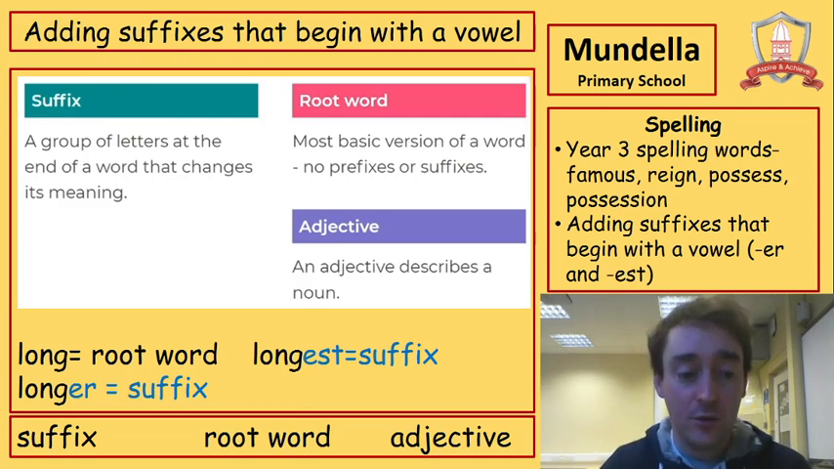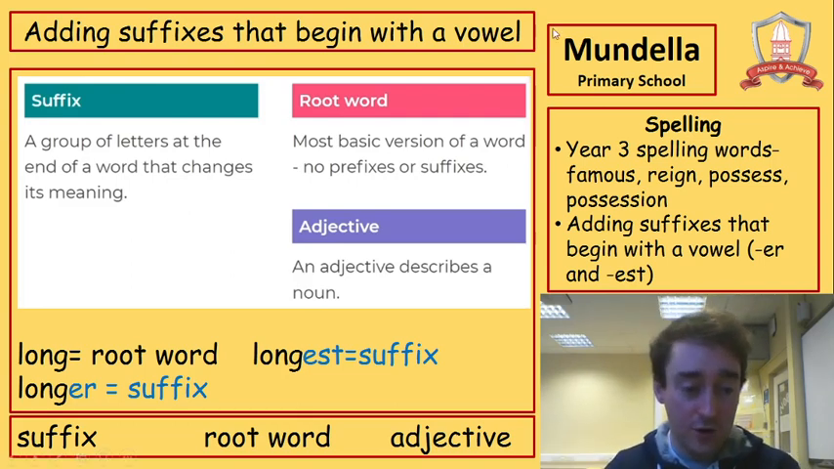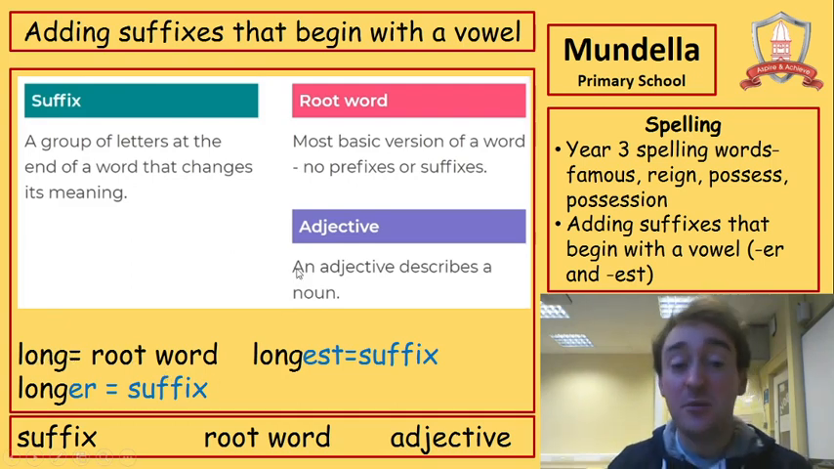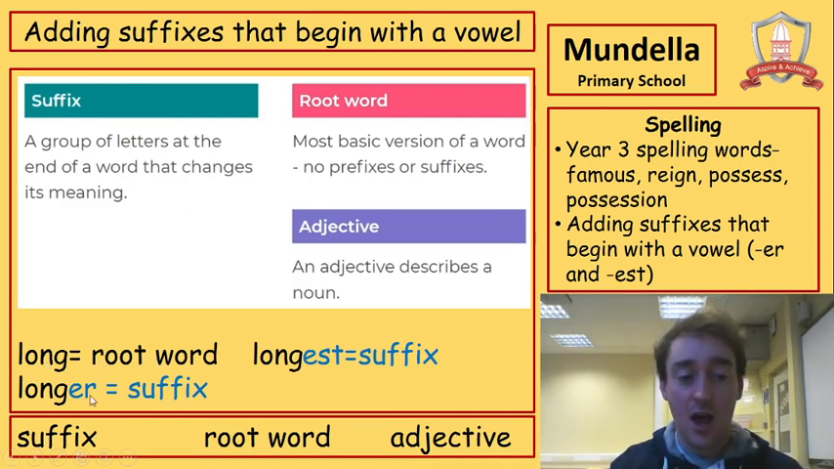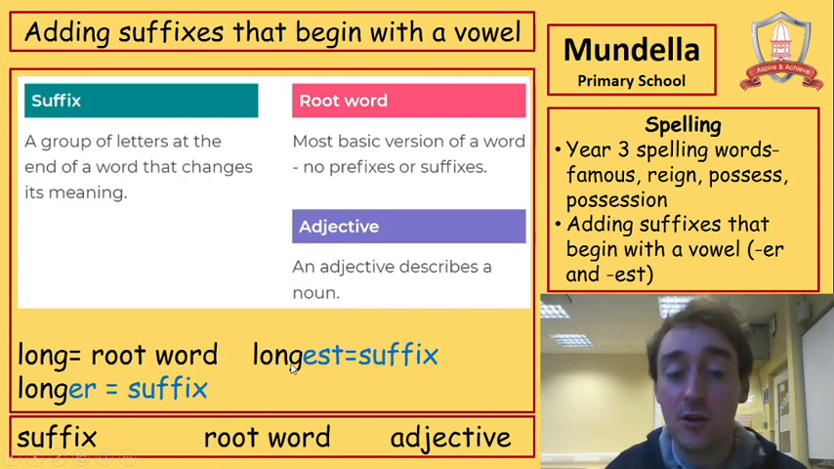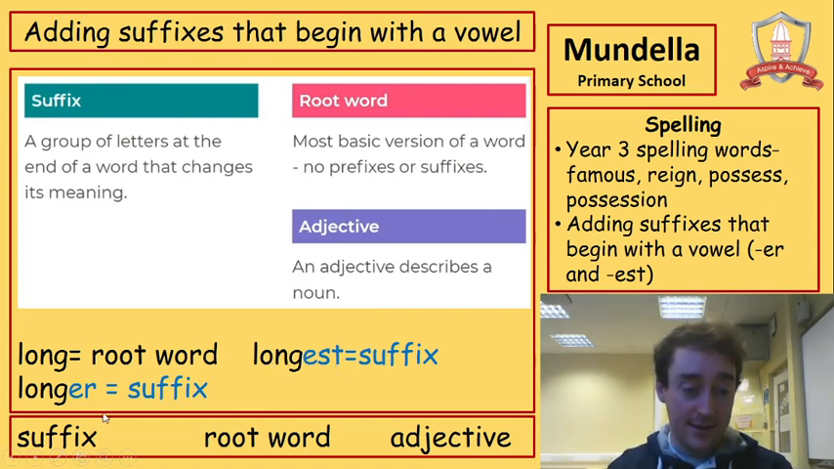Okay? So we've got long as our example, and that's our root word. It's also an adjective, because I could describe this ruler, this meter stick, as being long. So let's have a look. It says long, root word, and our first suffix is er, so long would change to longer. Then our other suffix is est, so long would change to longest, and that means that these endings here are suffixes. Okay, got it? Good. Let's move on.